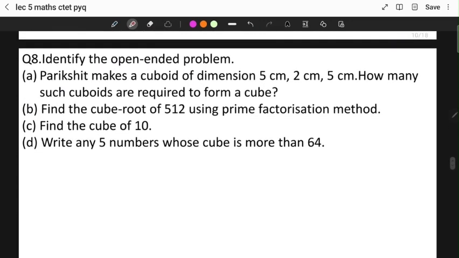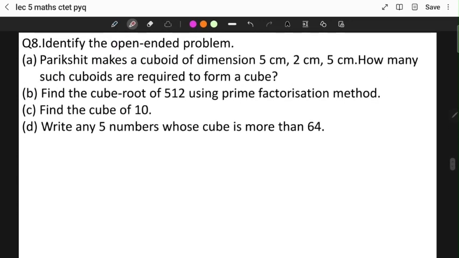Moving on to the next question now: identify the open-ended problem. I have told you in the previous question what an open-ended problem is. An open-ended problem means a problem which has multiple solutions. Let us move towards the options now. Prakshit makes a cuboid of dimension 5 cm, 2 cm, 5 cm. How many such cuboids are required to form a cube?